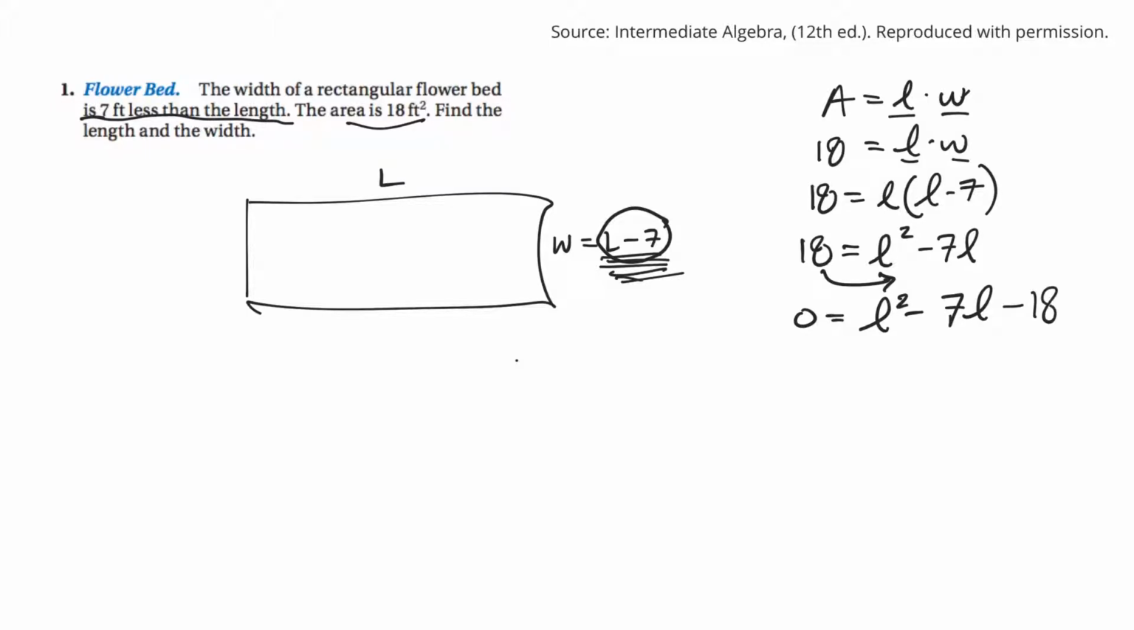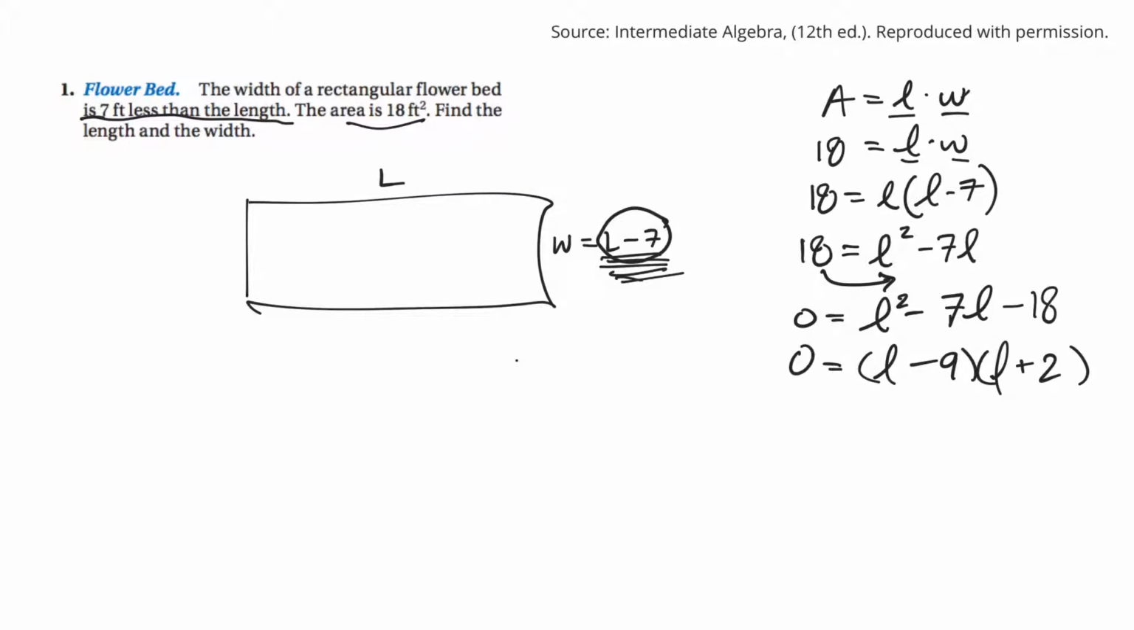So now I'm looking for two numbers that multiply to 18 and have a difference of 7. I guess I could use the quadratic formula with that. I could solve by completing the square, but probably factoring is my easiest way of doing it. So I'm thinking 9 and 2. So positive 2 and a negative 9.